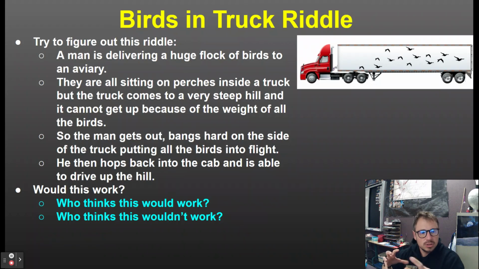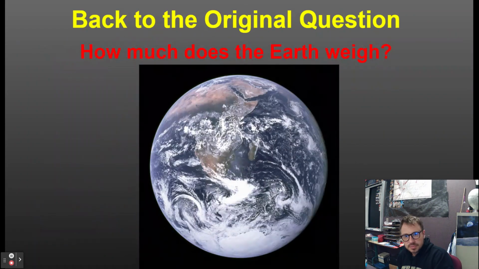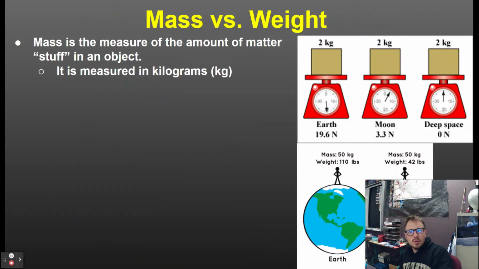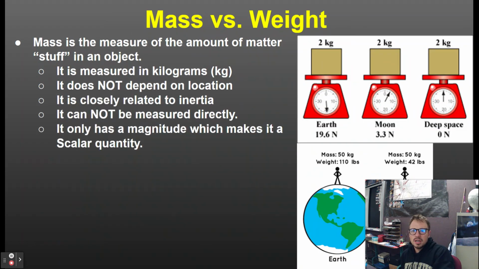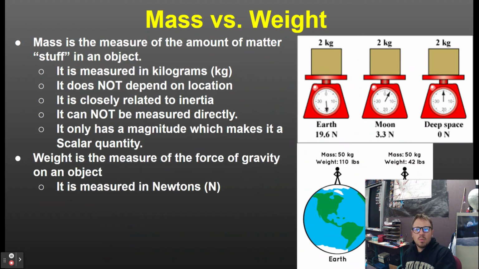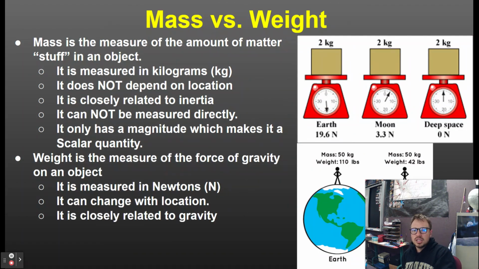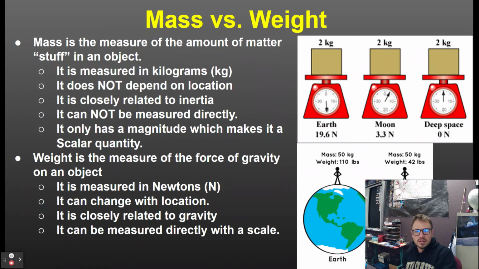That weight is still going to be in there because the birds are pushing the air in a downward direction. How much does the Earth weigh? Well, remember weight versus mass. Mass does not depend on location, closely related to inertia. It's only a magnitude, which makes it a scalar quantity. Now, weight, remember, can change with location. It's closely related to gravity.